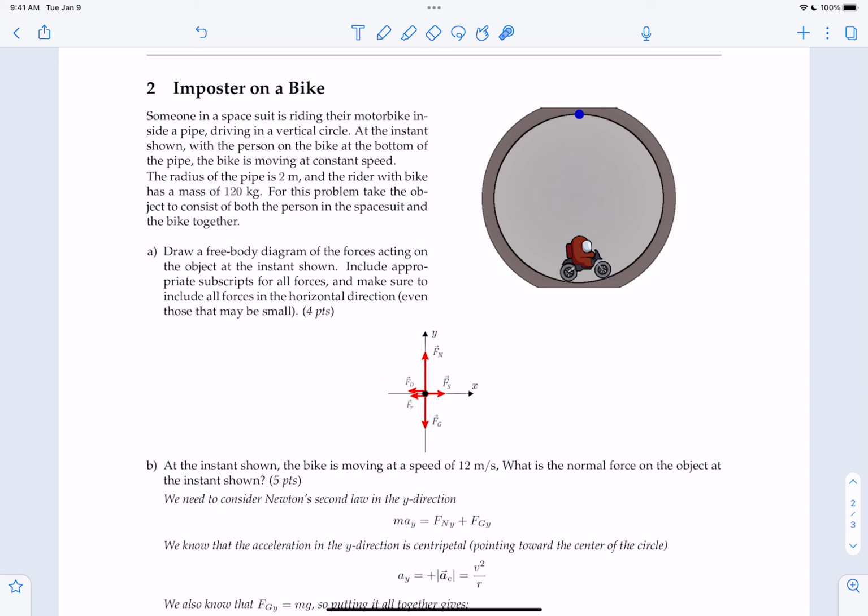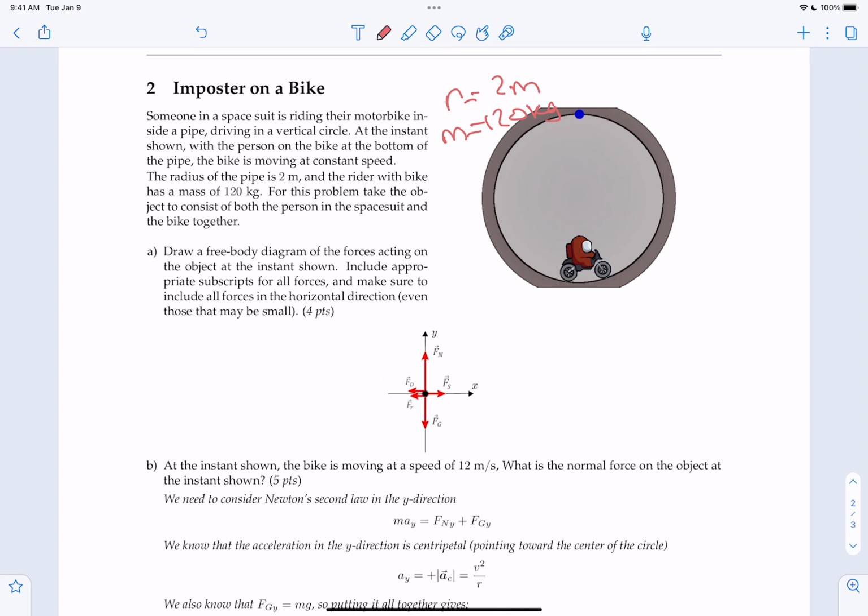But problem 2 here, imposter on a bike. Someone in a spacesuit is riding their motorbike inside a pipe, driving in a vertical circle at the instant shown with the person on the bike at the bottom of the pipe. The bike is moving at a constant speed. So constant speed, that means uniform circular motion. Radius of the pipe is 2 meters, so we have radius is 2 meters. And then mass is 120 kilograms, right?